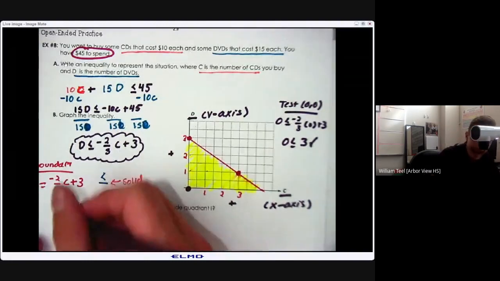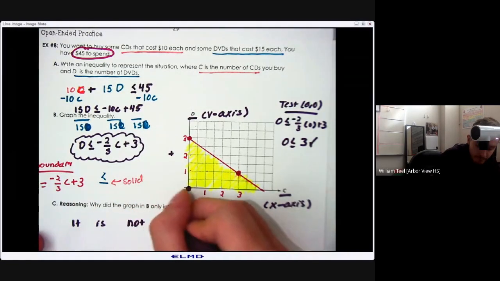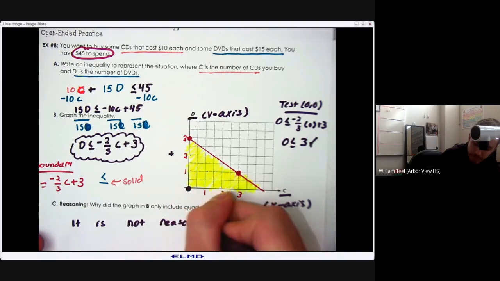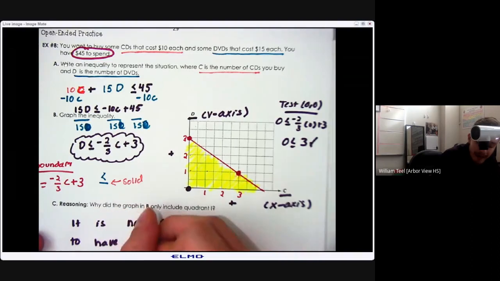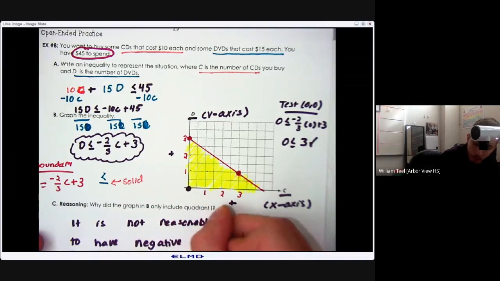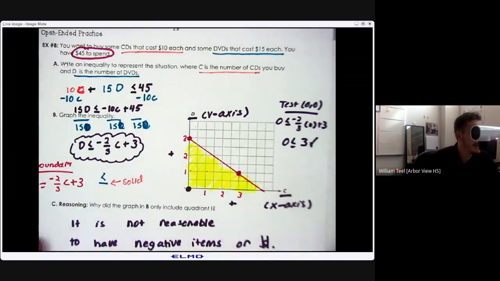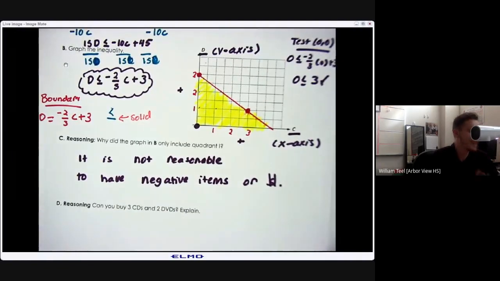So it is not reasonable to have negative items or money, right? You can't have negative items or money, so we are not going to include the other quadrants because the other quadrants have negative numbers, and it's not reasonable to have negative items or money.